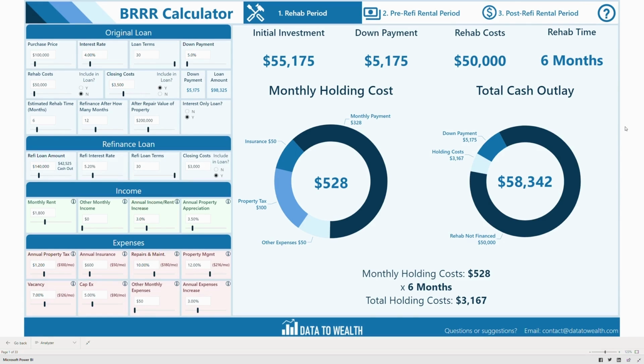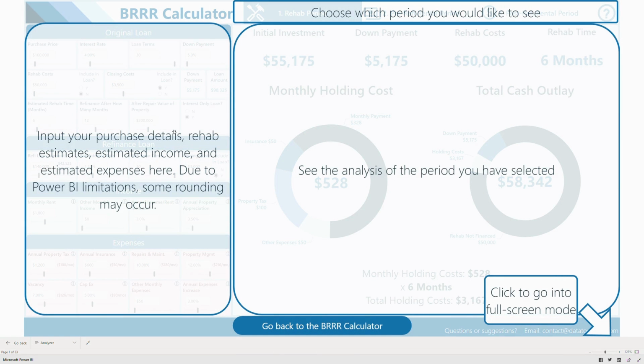My first recommendation would be to use this on a computer and in full screen mode for the best experience. You can click on the double arrow on the bottom right of the screen to go into full screen mode. Clicking on the Help button will give you some quick tips on the tool. One thing to note is that due to the limitations in Power BI, there may be some rounding of precise numbers. Click the button on the bottom to return to the calculator.